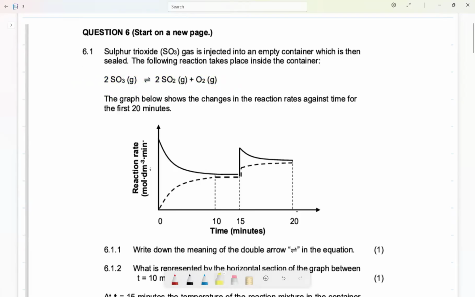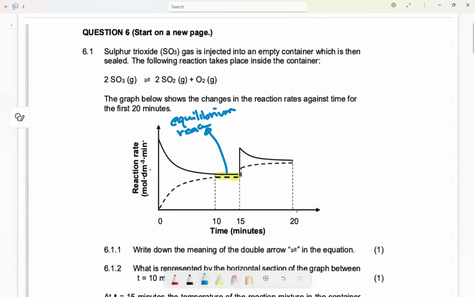The graph below shows the changes in reaction rates against time for the first 20 minutes. Before even looking at which factor it was, let's try to think. The rate of the forward reaction will decrease as time goes, and the rate of the reverse reaction will increase. Then at time 10 to 15 here, we know that equilibrium is reached.